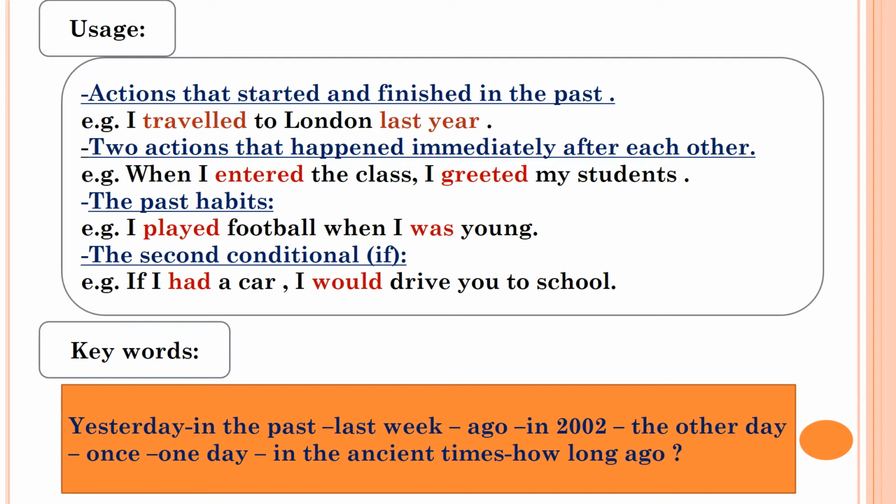The key words that refer to the past simple are like yesterday, in the past, last week, any duration plus ago, in plus any year in the past, the other day, once, one day, in the ancient times. And in the question, when we use when or how long ago, we must put did because we talk in the past simple.